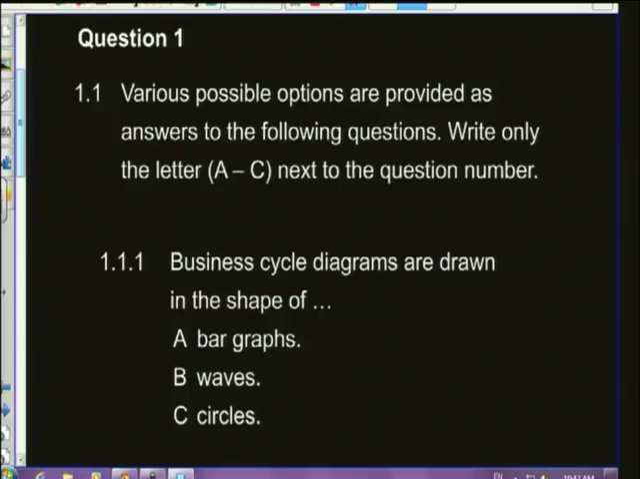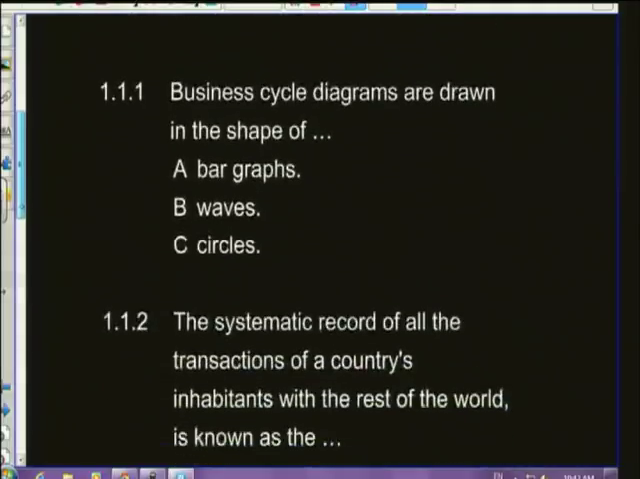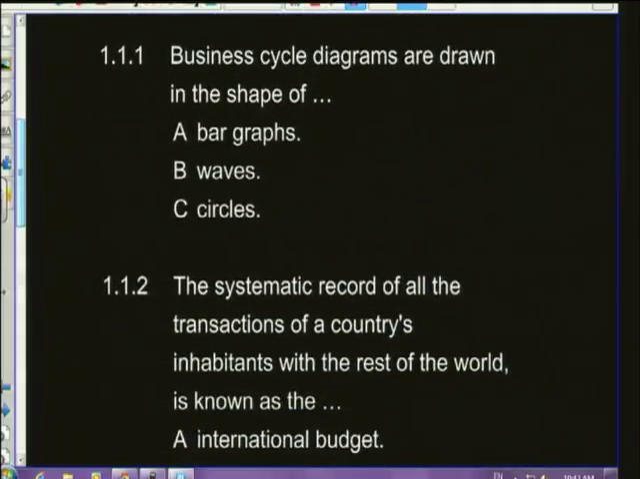1.1, various possible options are provided as answers to the following questions. Write only the letter A to C next to the question number. Then 1.1.1, business cycle diagrams are drawn in the shape of, and if you have seen a picture of what a business cycle looks like, it represents a wave. So the answer would be B, and in your answer book, you will write the letter B.